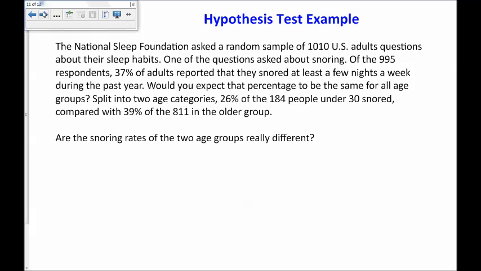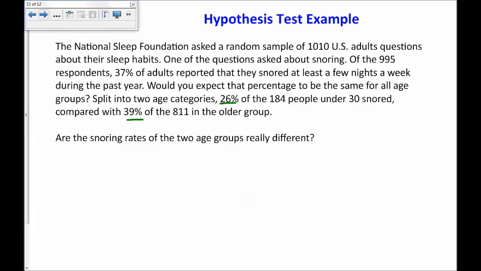If you split it into two age categories, 26% of the 184 people under the age of 30 snored, compared to 39% of the 811 in the older group. So the question we're asking is, are the snoring rates for the two age groups really different? The difference seems like a pretty big difference, and so we're wondering, is that just based on chance, or can we conclude that older people are more likely to snore?